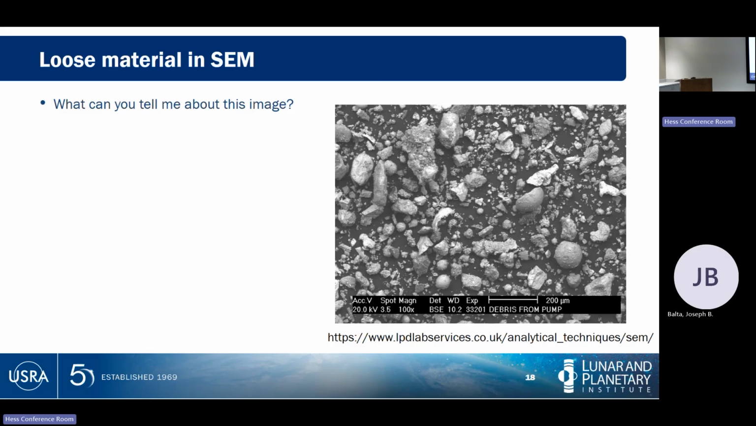Now, let's start actually thinking through sample prep. Here is an image of loose material in an SEM. What can you folks tell me about this material or about this image?